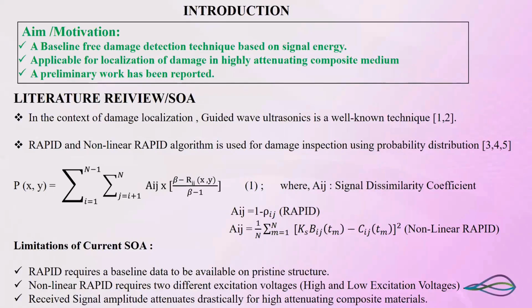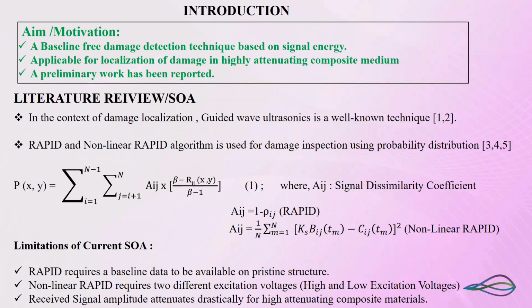Before jumping into the main discussion, I would like to quickly tell about the basic aim or motivation behind this study. The aim is to produce a baseline-free damage detection technique based on signal energy using ultrasonic guided wave testing. This method is particularly useful for highly attenuating composite materials. We all know that composite materials are nowadays widely used in different sectors, for example aerospace, automobile, wind turbine blades, and so on, for their superior strength and durability. So this method can be useful in that domain also.